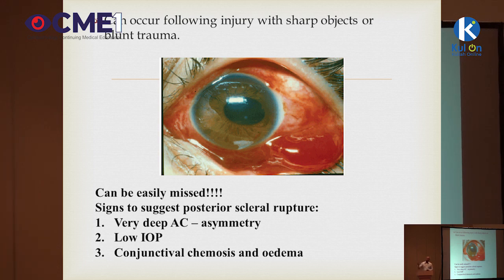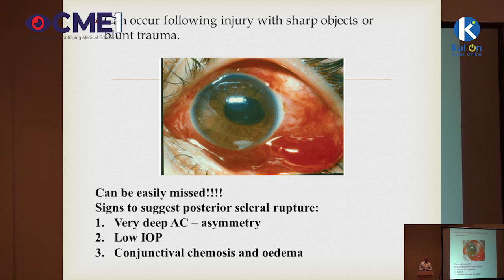So if you look at this patient, their anterior chamber depth may be 5 millimeters. If you looked at their fellow eye, it may be 2.2 millimeters. And that should give you a very strong indication that there may be a posterior rupture in this patient.